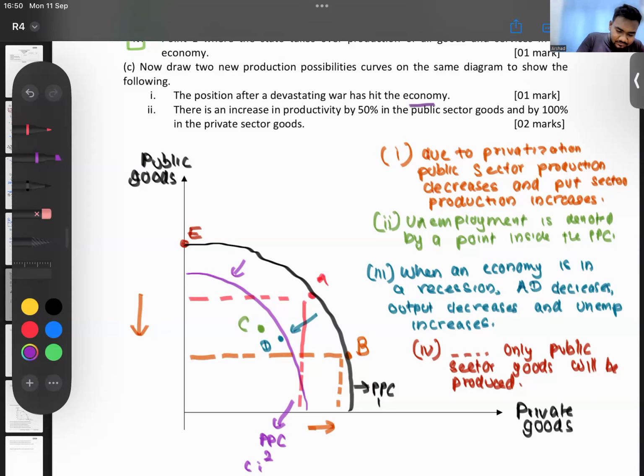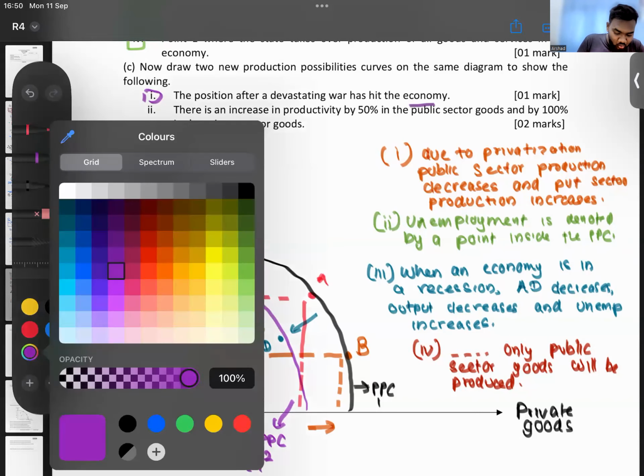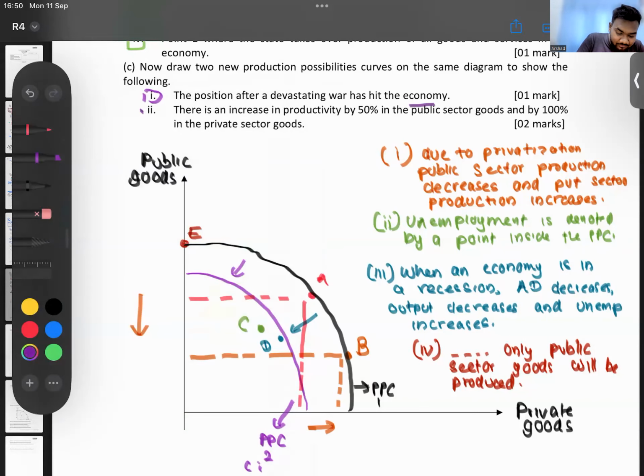Then the last one, part 2. Part 2 says there is an increase in productivity by 50% in the public goods sector and 100% in the private goods sector. How do we show that? Now, my diagram might not be the perfect diagram to show that. Public goods productivity has gone up by 50%, and private goods productivity has gone up by 100%. How can we show that?